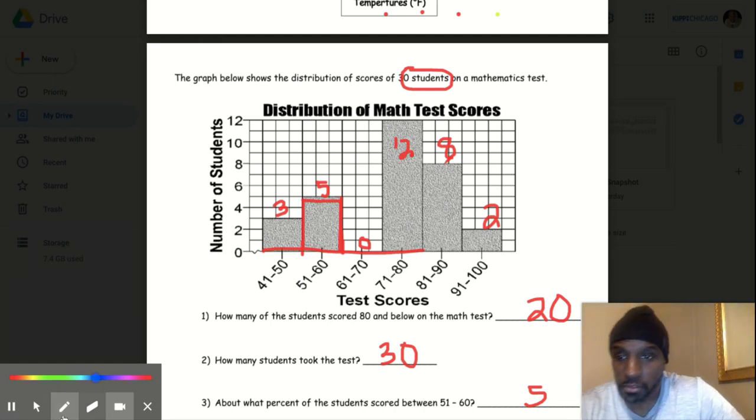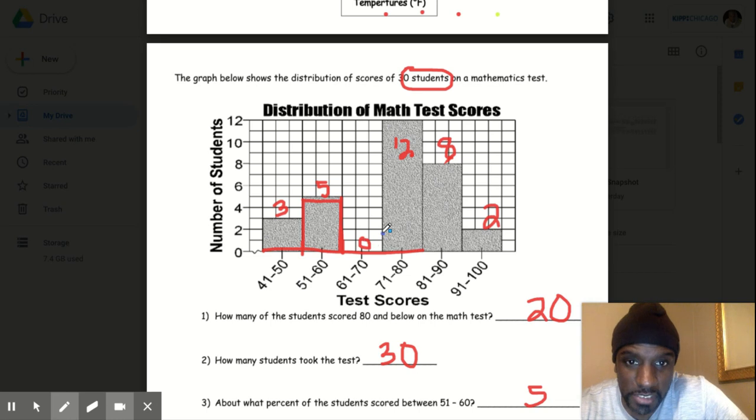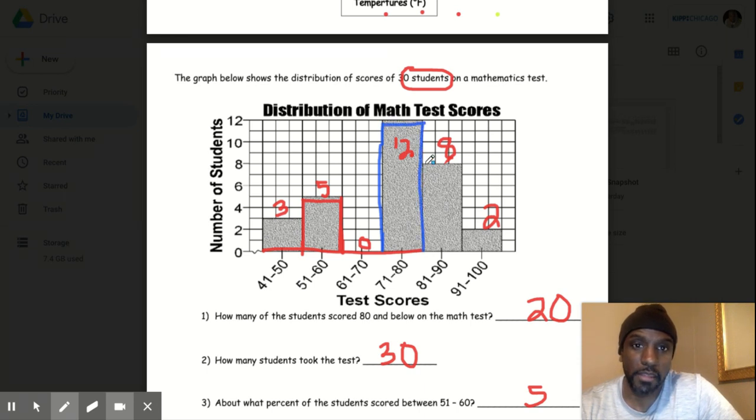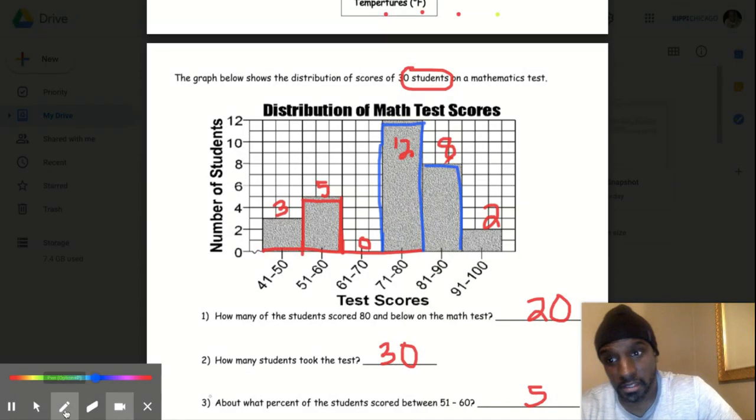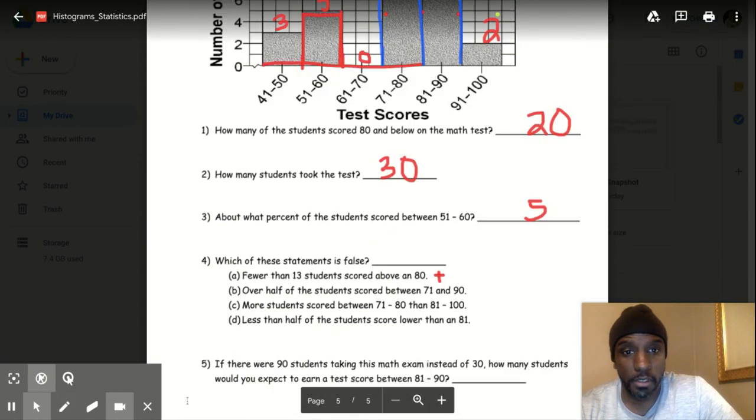So let's look. I count 71 to 90 is this bar right here and this bar right there. How many students scored between 71 to 90? These two bars. That will be 12 plus 8. 12 plus 8 is 20. It's 20, over half. Yeah, it is. That's true. 20 students scored. So yes, this is true.